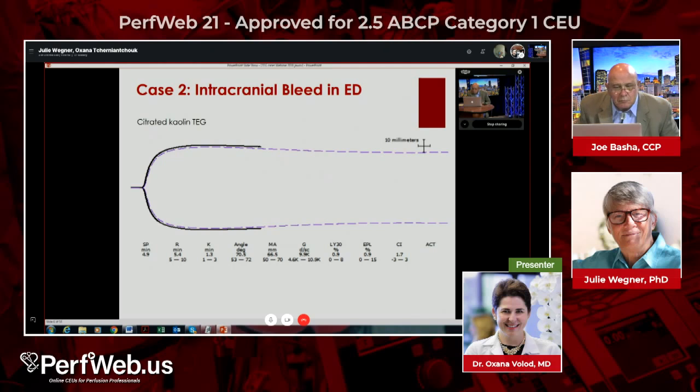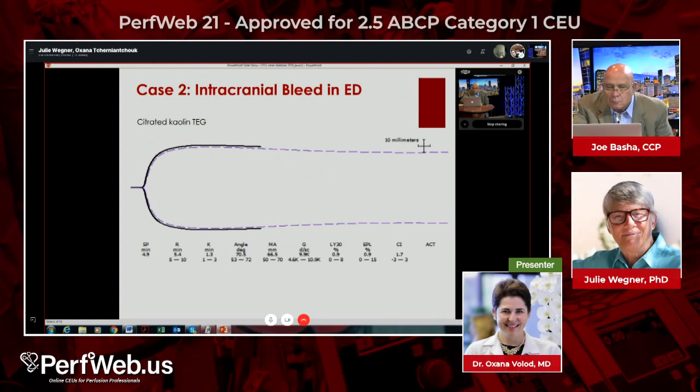This particular case, and again, not all the cases I put are from cardiac surgery, but you can see them in cardiac or other surgery settings, specifically when you are involved in those patients' care. Here is a very different situation. The patient had intracranial bleeding, so clinically the patient is bleeding. However, the TEG looks very, very normal. Normal R of 5.4, normal angle, and normal MA.